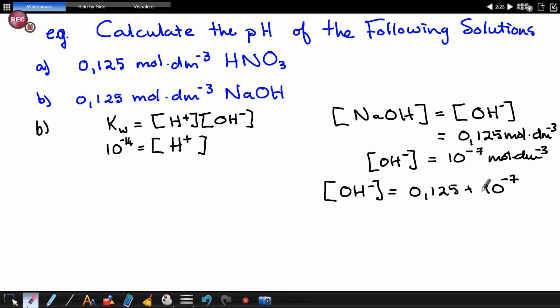Same. Okay, so the concentration of the hydroxide that comes from the water is insignificant, and doesn't affect the concentration of the hydroxides from the sodium hydroxide. You agree? Okay. So this concentration is 0.125, because adding a 10 millionth of the hydroxides to 0.125 is not going to change 0.125.